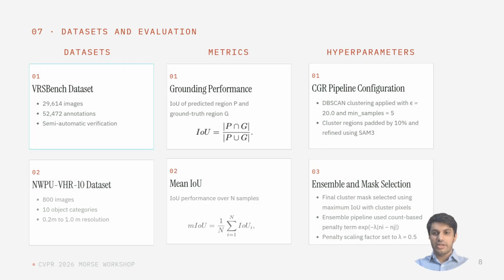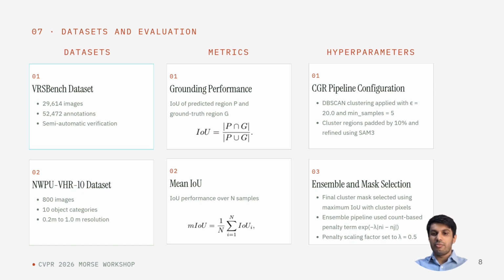We evaluate our methods on 2 remote sensing benchmarks. The first is the VRSBench dataset, which contains over 29,000 images and more than 52,000 annotations. The dataset also includes semi-automatic verification, making it suitable for large-scale grounding evaluation. The second dataset is NWPU VHR10, which contains 8,800 high-resolution aerial images across 10 object categories, with spatial resolutions ranging from 0.2 to 1 meters.